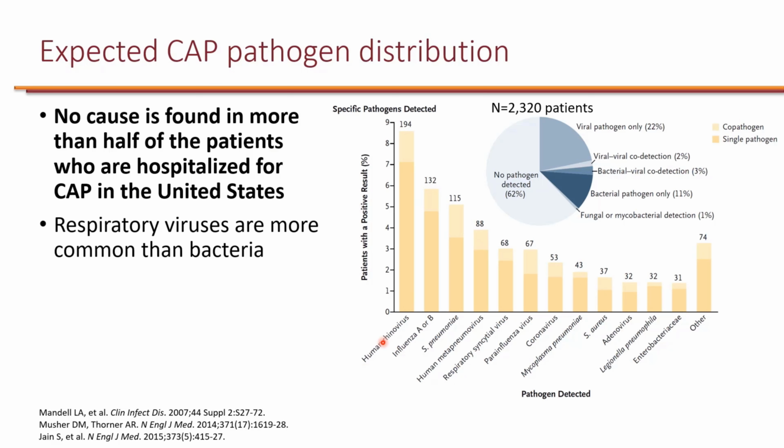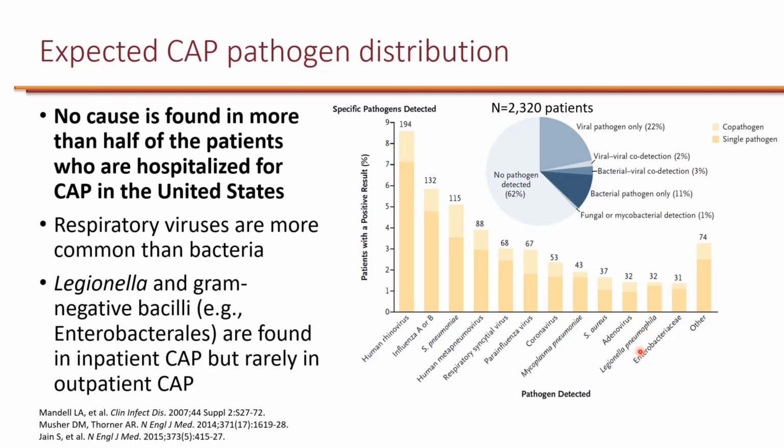So you can see here human rhinoviruses, influenza, coronaviruses. And while Legionella and Enterobacterales are found among hospitalized patients, really, they are rarely found in outpatient community-acquired pneumonia. And what I mean by that is community-acquired pneumonia that's not severe, that can be treated outpatient. And we'll talk more about that shortly.